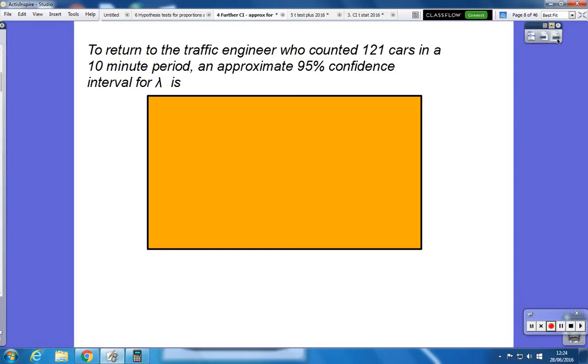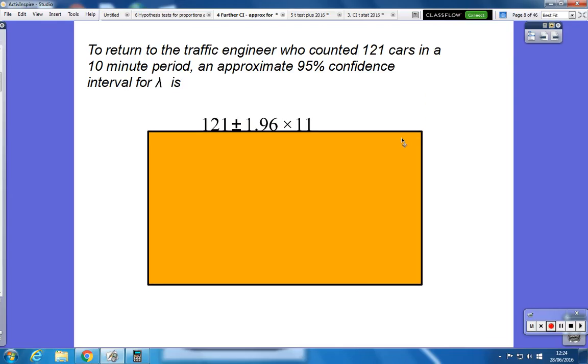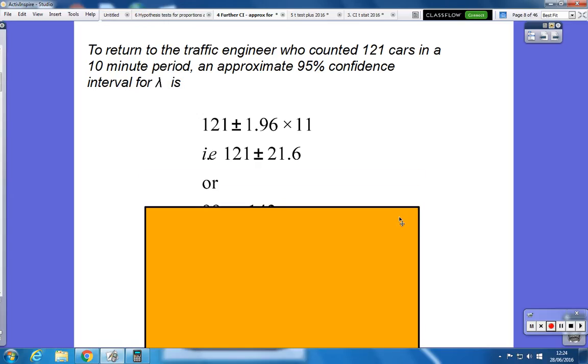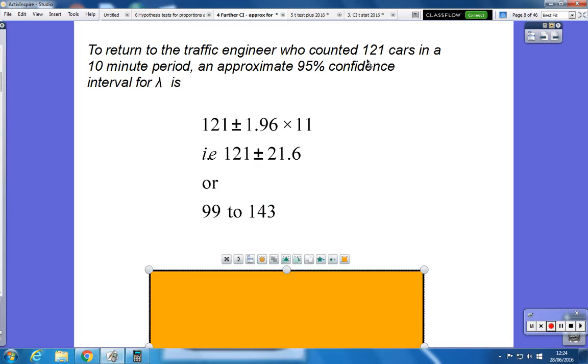So what we're going to look at is the fact that this formula that we've had before can be changed to lambda, which in this case is 121, plus or minus our z value for 95% times the square root of lambda. So this is exactly the normal distribution formula.